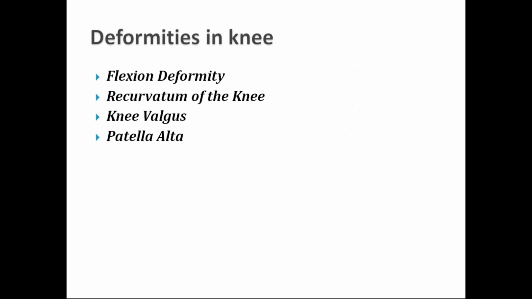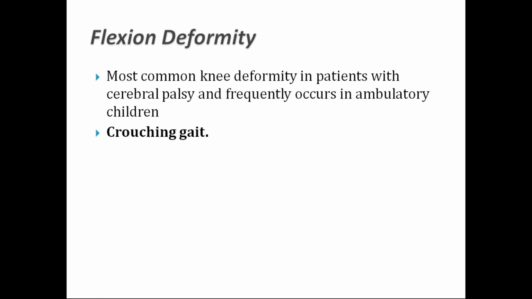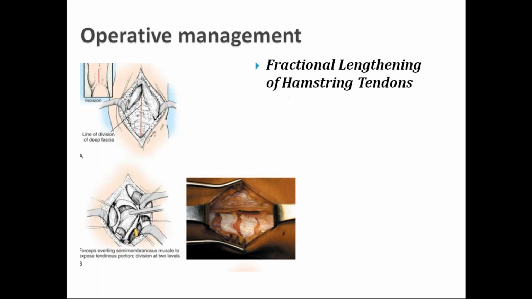And knee deformities. Coming to knee deformities, there will be flexion deformity, recurvatum of knee, valgus, and patella alta. So how to address these? So coming to flexion deformity, flexion deformity will come mostly due to hamstring tendon contractures. So these hamstring tendons, we can do recession. Anytime remember, there will be tenotomy, there will be recession, or there will be Z-plasty. So here for hamstring tendons, we are doing recession. We'll cut it partially and we'll stretch it.